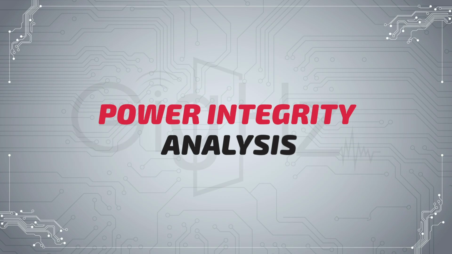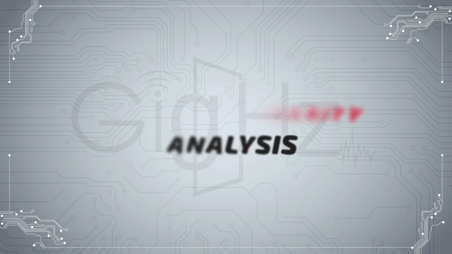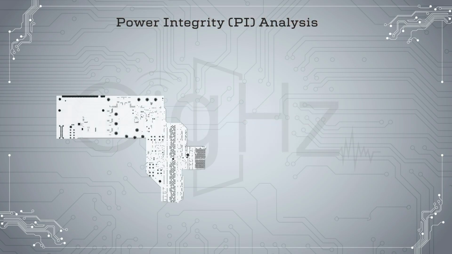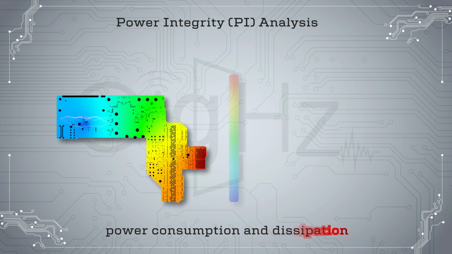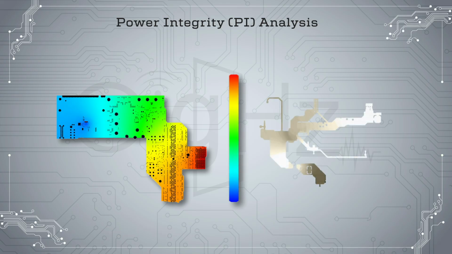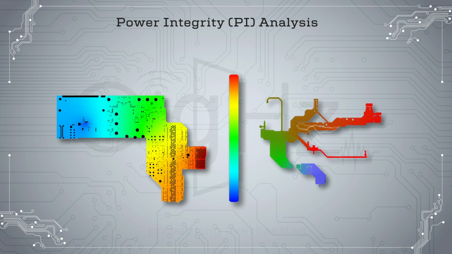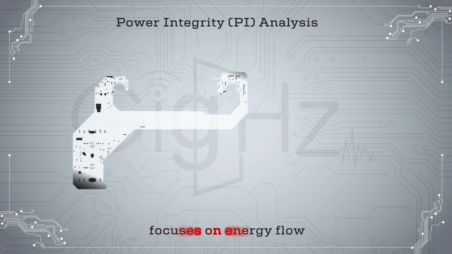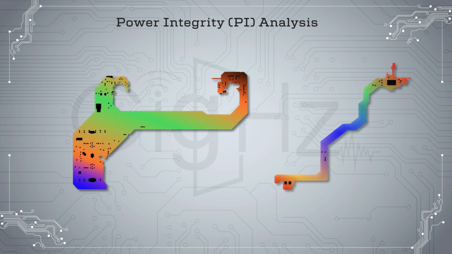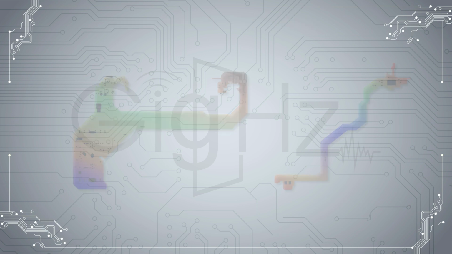Power integrity analysis. Power integrity analysis evaluates power consumption and dissipation, ensuring efficiency and preventing overheating, while power integrity focuses on energy flow. Signal integrity ensures that data transmission remains clear and accurate.